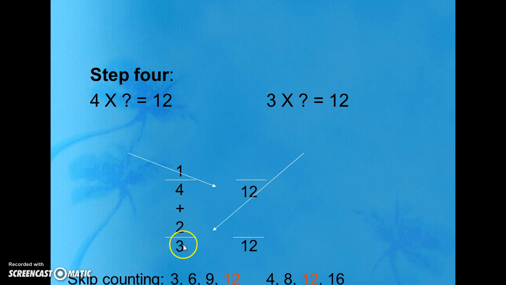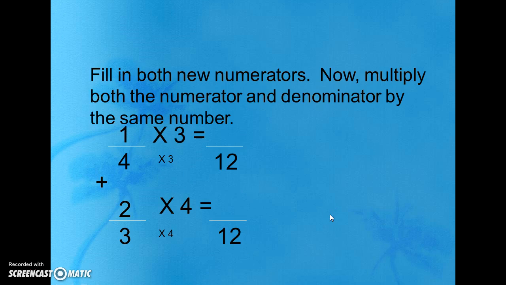Then we look at our 3 on the bottom here. We need this 3 to change to a 12. So 3 times what gives us 12? Well, that would be 4. And then we have to multiply the same thing on top, that 2 times 4. So here's our steps. We're going to fill in the new numerators as well. 1 times 3 on the top.